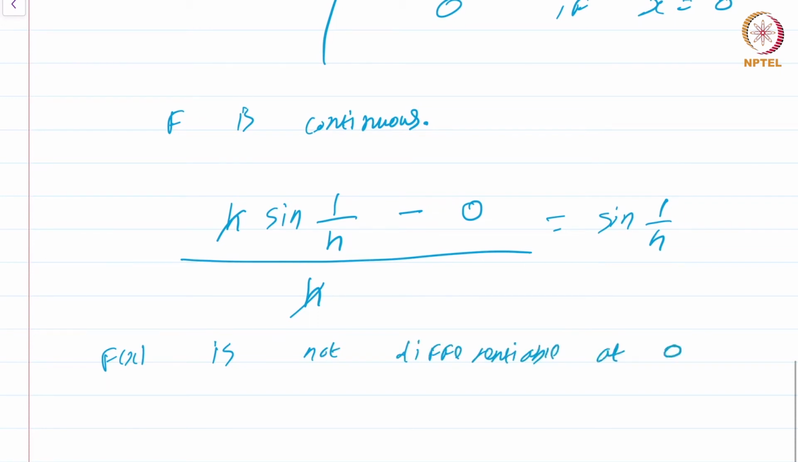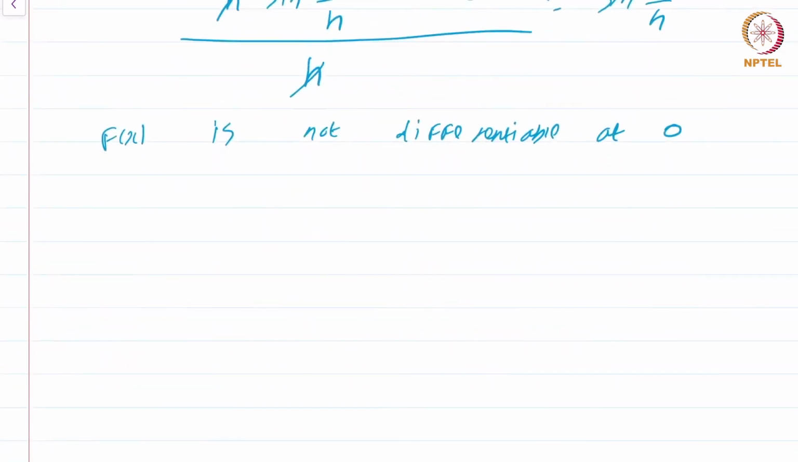At 0, because you end up with the function sine 1 by h, which is not defined as h goes to 0. This wildly oscillates, the limit does not exist. So f of x is not differentiable at 0. Okay, so tempering with x did not help.